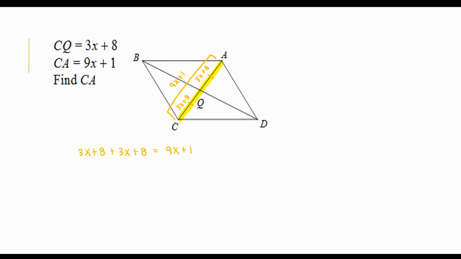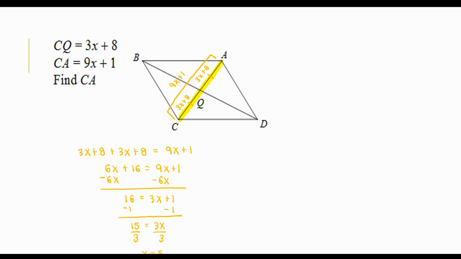So now I'm going to start solving for x first. I'm going to combine like terms on the left. Well, that turns into 6x plus 16. Still equals 9x plus 1. I'm going to subtract 6x from both sides. That gives me 16 equal to 3x plus 1. I'm going to subtract 1 from both sides. That gives me 15 equal to 3x. And then I'll divide both sides by 3 to find out that x is 5.